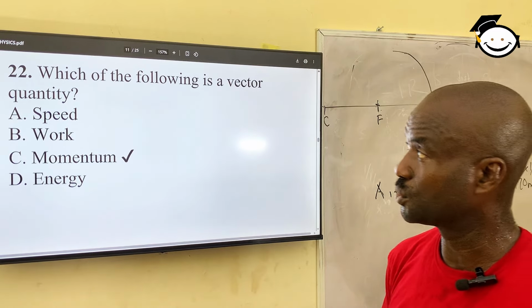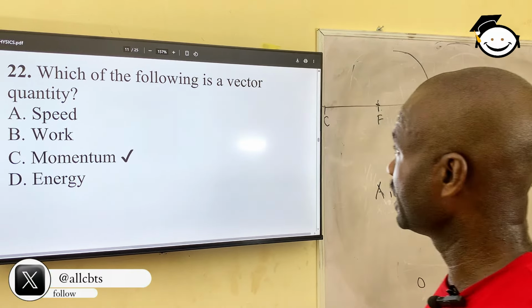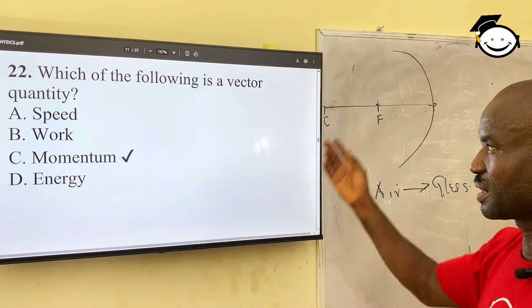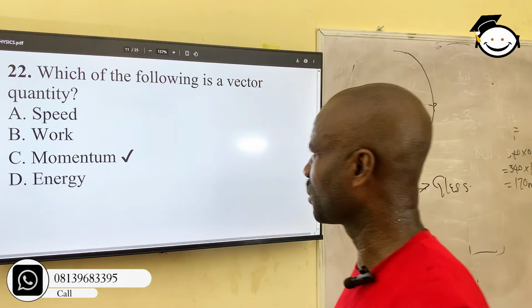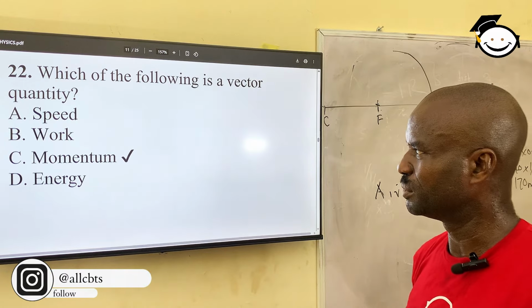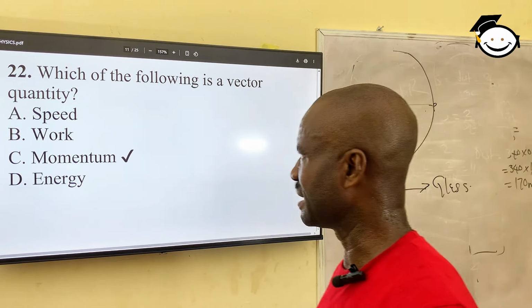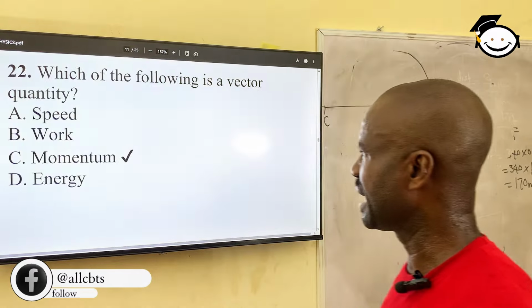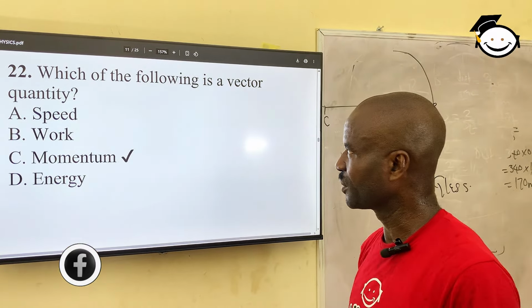Number 22. Which of the following is a vector quantity? We have talked about scalar quantities now. Vector quantity: speed, no. Work, no. Momentum. Momentum is the correct answer. All the others are scalar quantities except momentum.